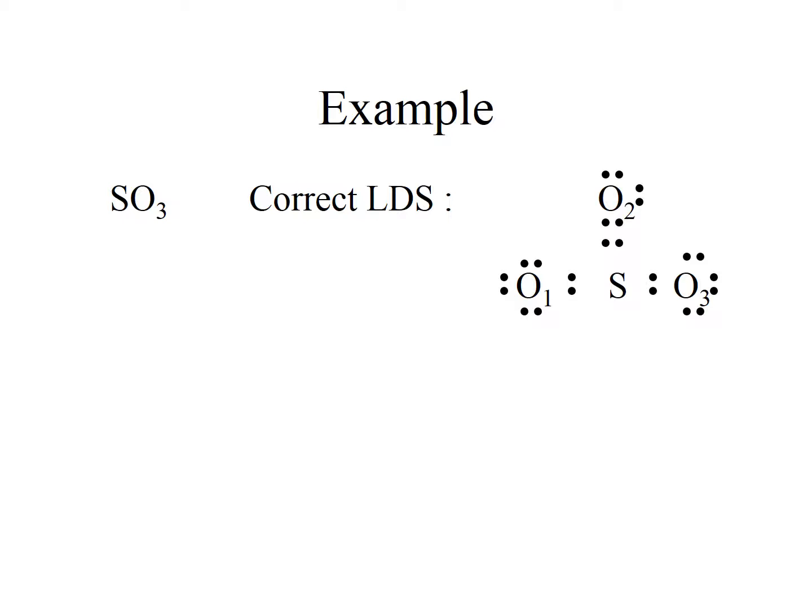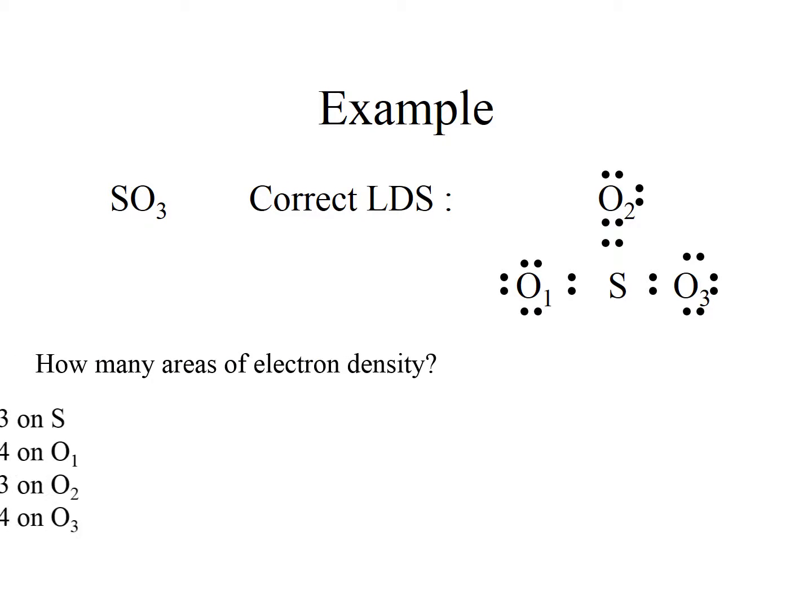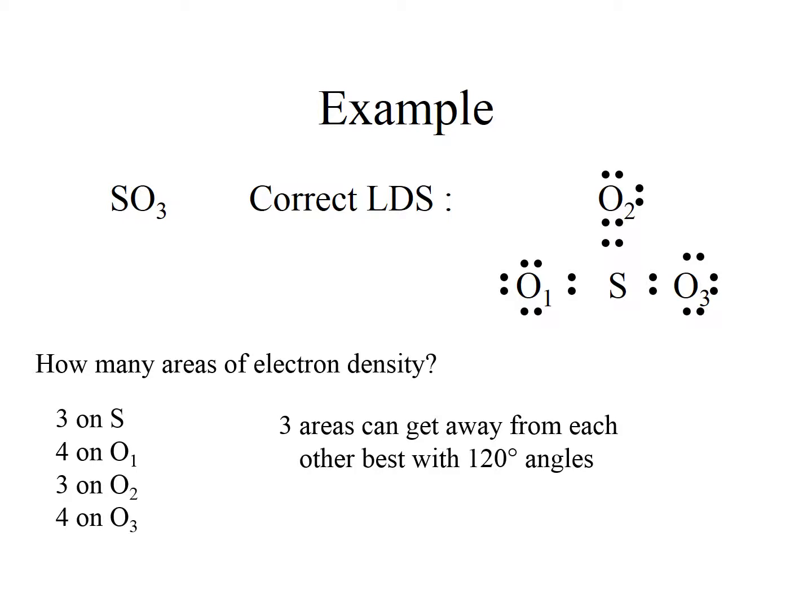Sulfur trioxide gives you three areas of electron density around the sulfur. It gives you four on oxygen 1, three on oxygen 2, and four on oxygen 3. Of course, we know about resonance, and so this messes with this structure. This is an inorganic molecule where you would have to take into consideration all of the resonance structures, but we're just going to use this for reasons of counting and figuring out the shape, the electron geometry, and not really worry about the resonance structures that are possible. So three areas on the sulfur and on oxygen 2 can get away from each other best with 120 degree angles. So let's look at those two.